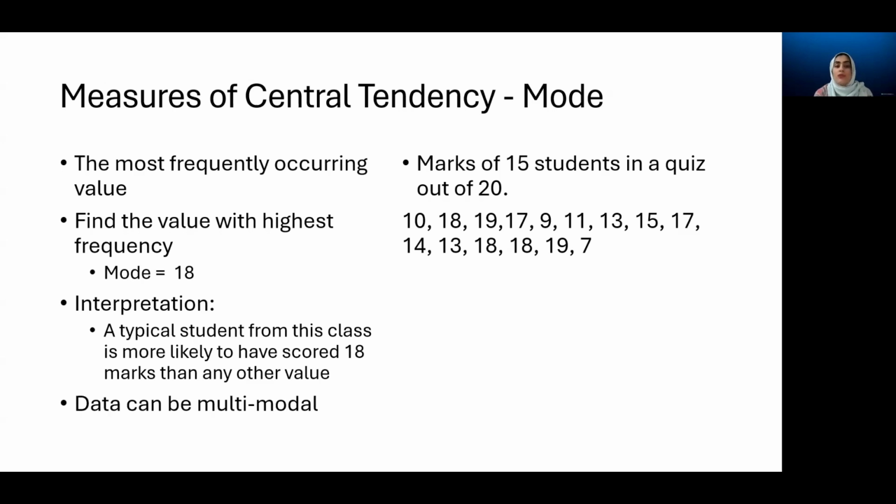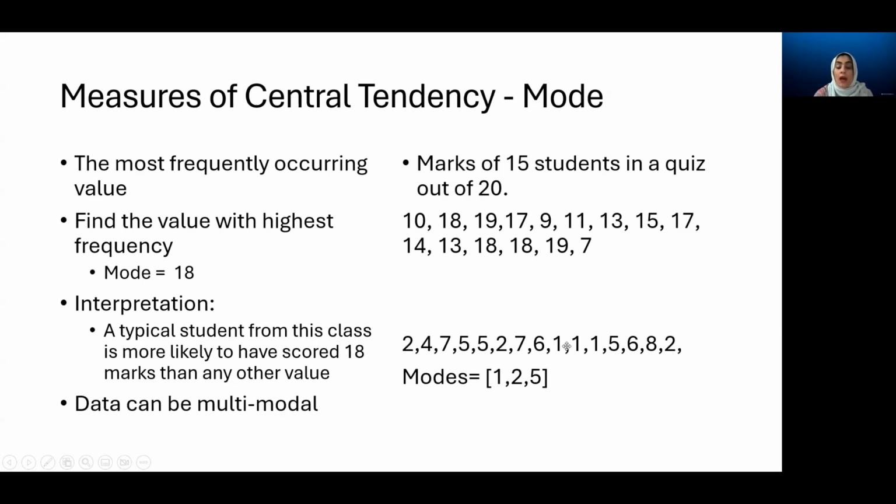You also need to note here that your data can be multimodal, which means that you can have more than one mode. For example, in this case, look here: 2 is repeated thrice, 3 times. 4 is repeated just once. 7 appears twice. 5 appears 3 times. And 6 appears twice. And 1 also appears 3 times.